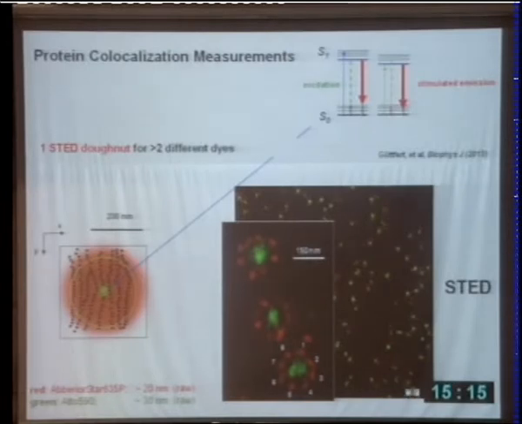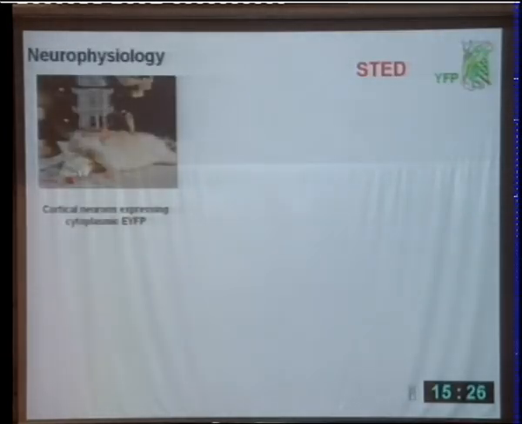And because both dyes were silenced simultaneously, you have perfect colocalization, because the position of the emitter is imprinted by the donut, by the position of the zero. And so you have a perfect correlation in space.